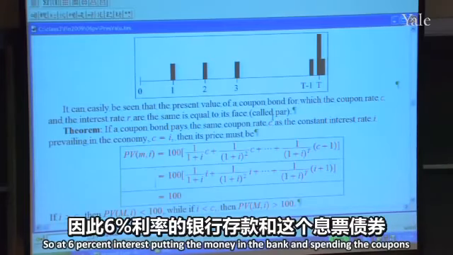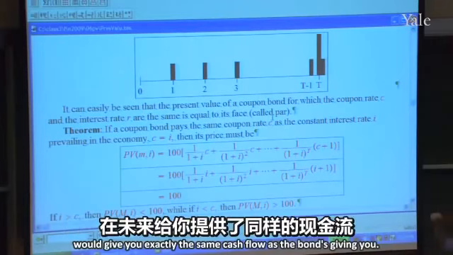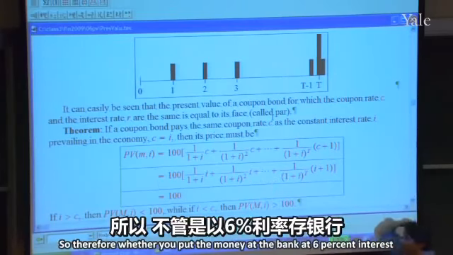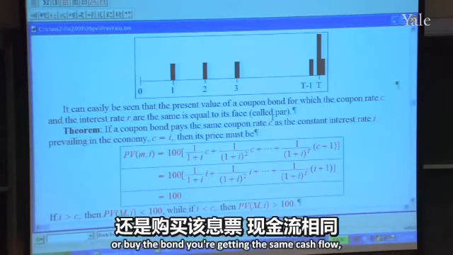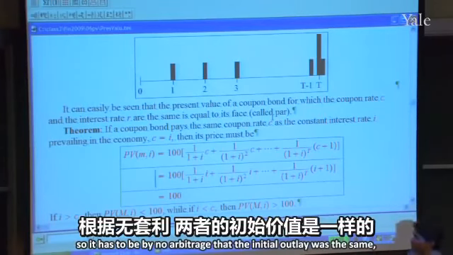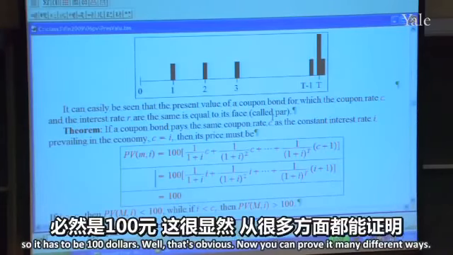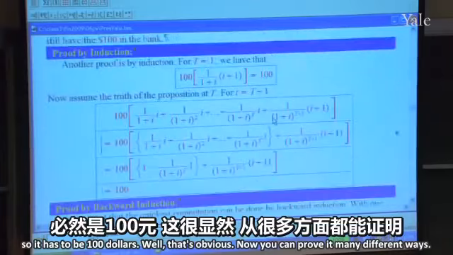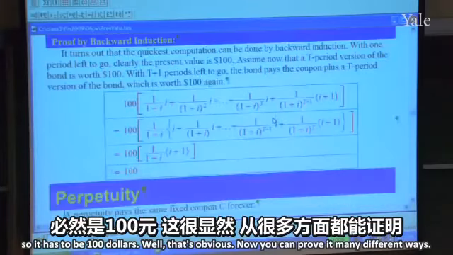So at 6% interest, putting the money in the bank and spending the coupons would give you exactly the same cash flow as the bond's giving you. So therefore, whether you put the money at the bank at 6% interest or buy the bond, you're getting the same cash flow. So it has to be by no arbitrage that the initial outlay was the same. So it has to be $100. Well, that's obvious. Now you can prove it many different ways.